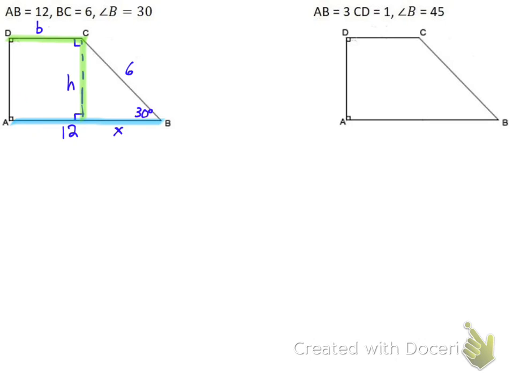So I'm actually going to use trig twice here. So using the 30 degrees, using the H, and using the 6. Again, H is opposite, 6 is hypotenuse, so I'm going to go sine of 30 is equal to H over 6. Multiply both sides by 6. 6 times the sine of 30 gives me 3. So my height is 3.